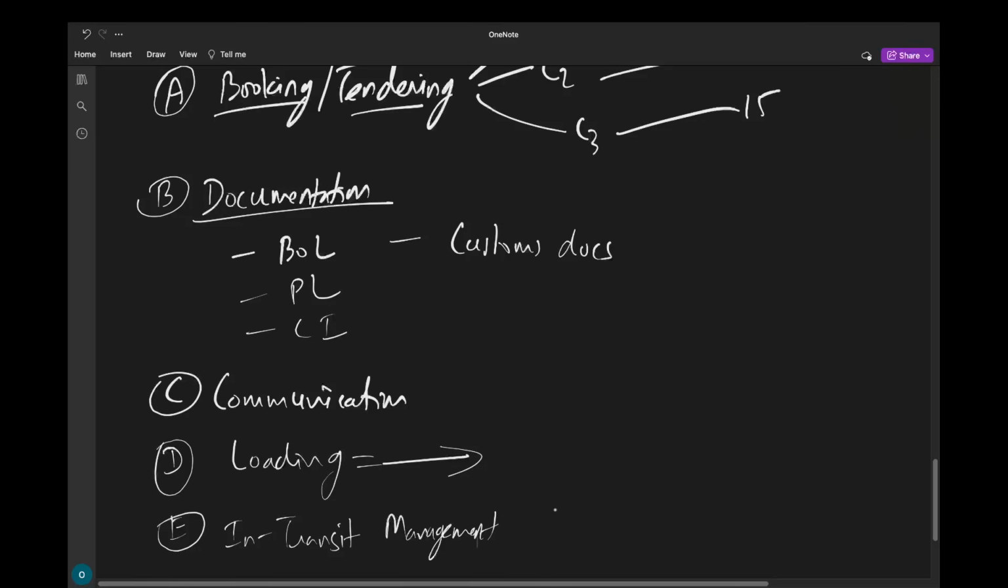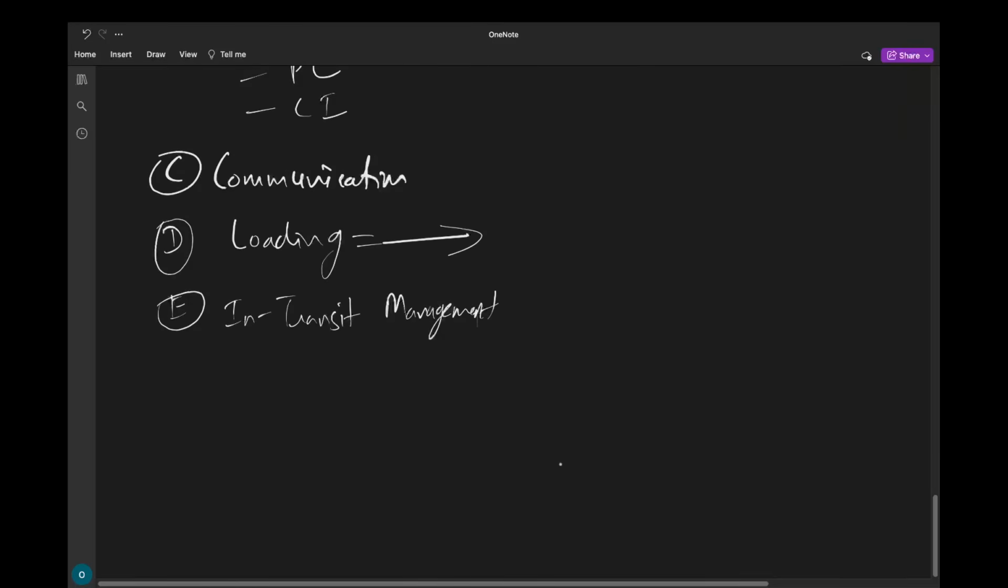management. Okay. Here we will monitor the shipment's progress, handle exceptions. For example, if some delay is happening, or some issues are happening in between in transit, we will handle that, and we communicate everything with the stakeholders. So that's in-transit management.